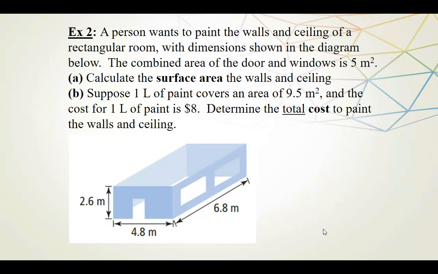Okay, example number 2, a little more complicated. So it says a person wants to paint the walls and ceiling of a rectangular room with dimensions shown in the diagram below. The combined area of the door and the windows is 5 meters squared. I want to calculate the surface area of the walls and the ceiling.